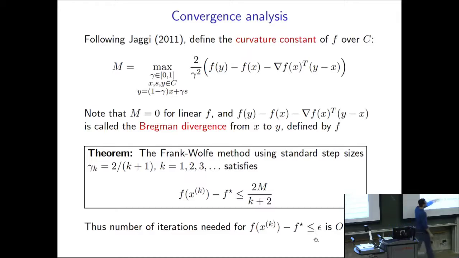For now, they seem to be relying on different notions of curvatures. So the constants in this rate differ. Projected gradient uses the Lipschitz constant of the gradient. Frank-Wolfe uses this M.